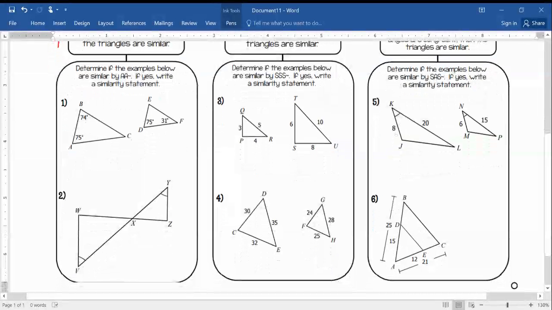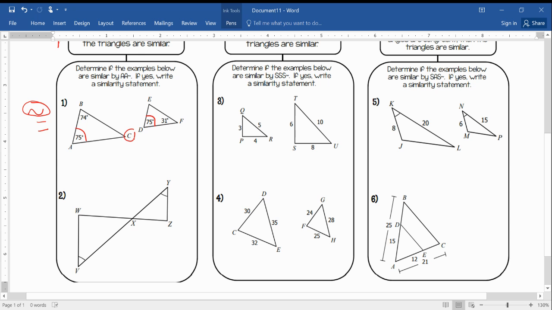Now the directions say to determine if the examples below are similar by AA, and that little squiggly line, that's the symbol for similar. You may notice that it's part of the congruent sign. So it's just a little top squiggly part. Okay, so let's figure out if these 2 triangles are similar using the angle similarity shortcut. All right, so what we do is we compare these triangles and figure out, well, are the corresponding angles equal? Well, I noticed that both of these are 75, so that looks good.